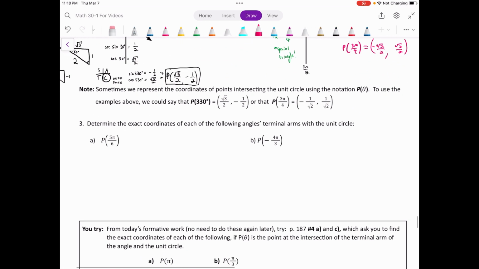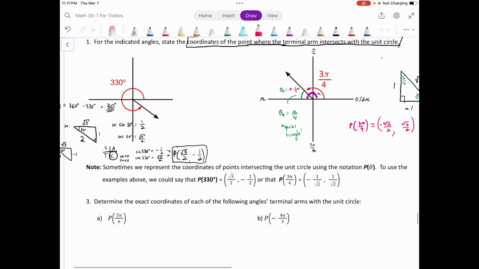Oh, I guess it was in the notes here, right? We could have said that P of 330 was root 3 over 2 and negative 1 over 2, right? Or that P of 3 pi over 4.